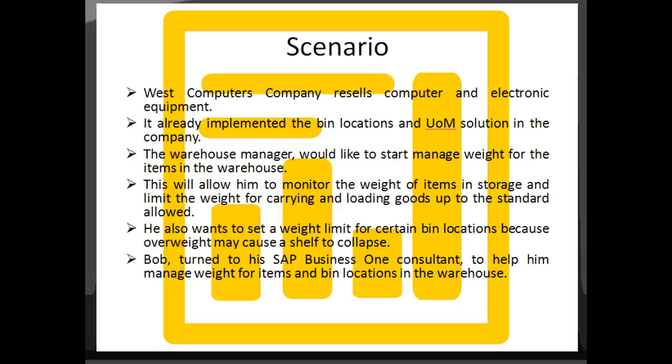A weight indication per item will allow him to monitor the weight of items in the storage and limit the weight for carrying and loading goods up to the standard that is allowed. He would also like to simplify rules for converting units of measure. He also wants to set a weight limit for certain bin locations because overweight may cause a shelf to collapse. Bob turned to his SAP Business One consultant for help to manage weight for items and bin locations in the warehouse.